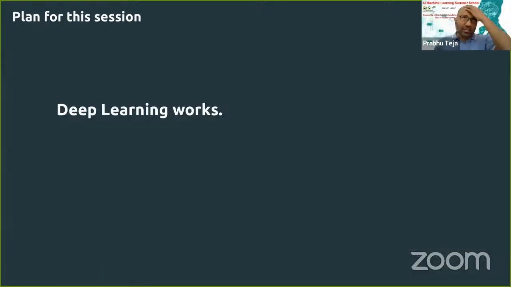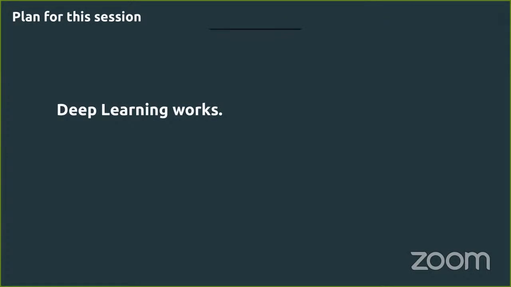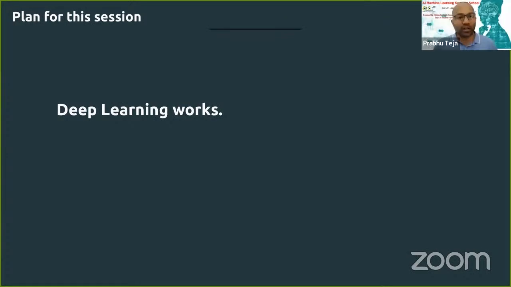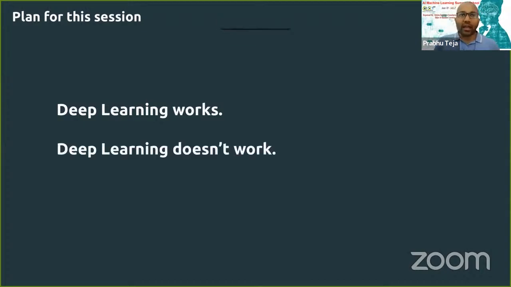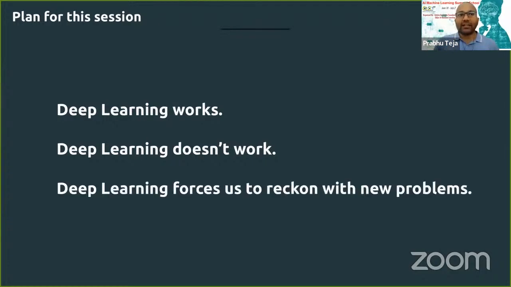So here is what I want to present today. And this is a broad idea of what message I want to convey. I want to show you that deep learning works. I also want to show you that it doesn't work, and in a very specific form, as in it breaks in very specific ways. And it has now forced us to examine problems that we had not looked at in a very long time. For example, I'll get to these examples.